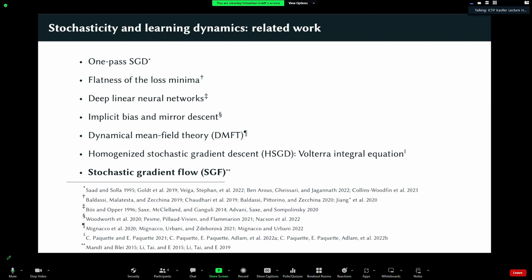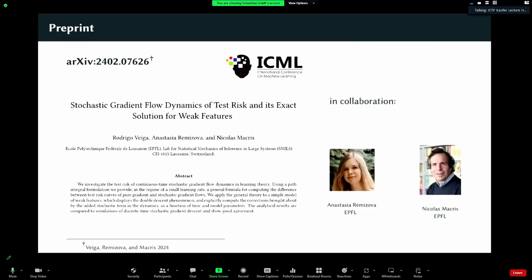Of course, it's not really precise to list them as if they were exactly independent subjects, because many of them use ideas of the others. For example, dynamical mean field theory also uses a stochastic gradient flow perspective, a bit different from what I'm going to use here. I will start with the idea of stochastic gradient flow, and then present a method to study its dynamics. This is joint work with Anastasia Remitsova and Nicola Macri at EPFL. We have this preprint that was recently accepted to ICML.